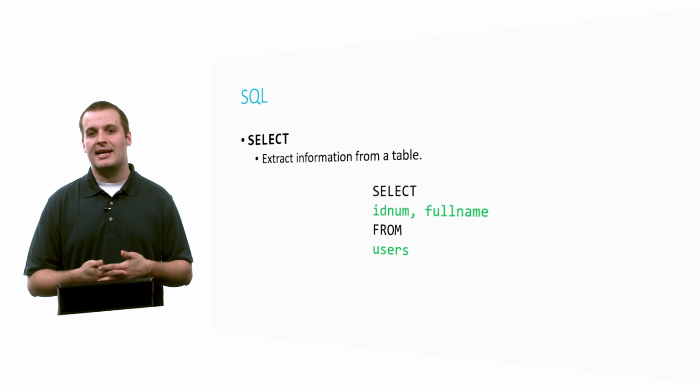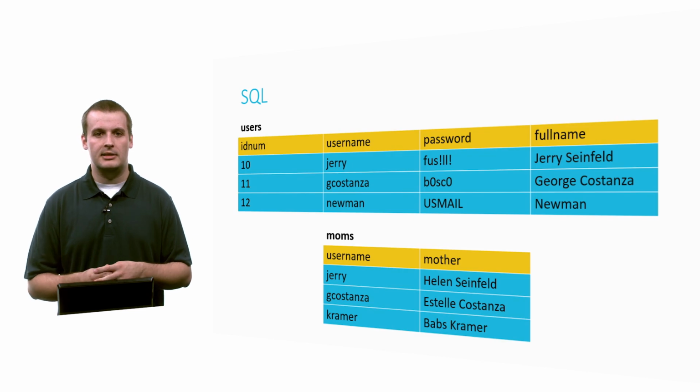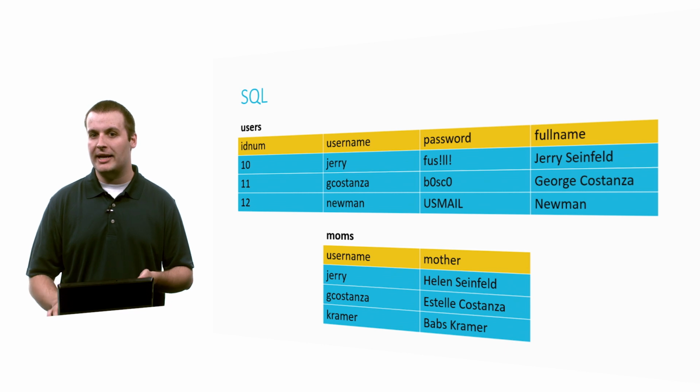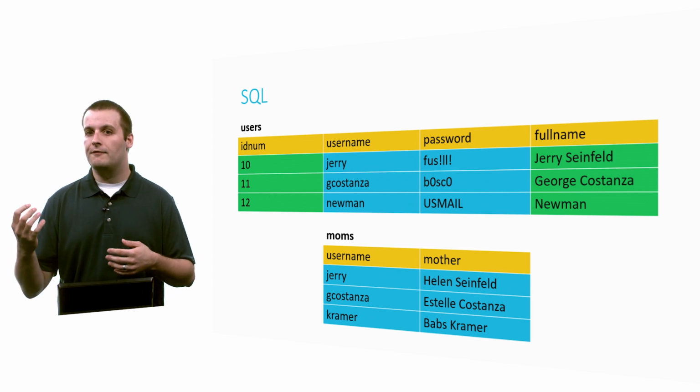So for example, I might want to select ID number and full name from users. So what might this look like? So here's my table, my users table. I want to select ID num and full name from users. What am I going to get? I'm going to get this. I didn't narrow it down, so I'm getting the ID number for every row, and I'm getting the full name from every row.